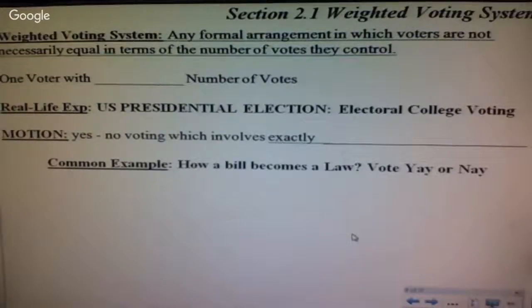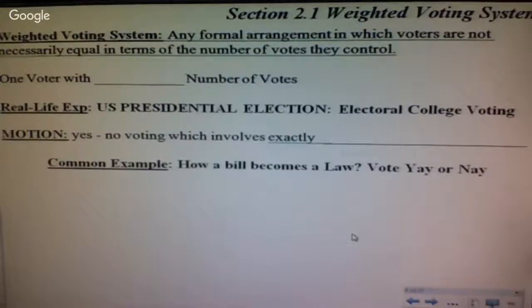This brings me into today's notes, what we're going to talk about. I need you all to stop having individual conversations. We've got stuff to cover today. Chapter 2 is on weighted voting systems. In this chapter, we're going to talk about dictators, dummies, and people with veto power.